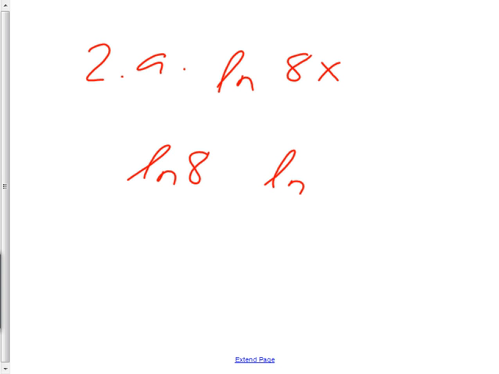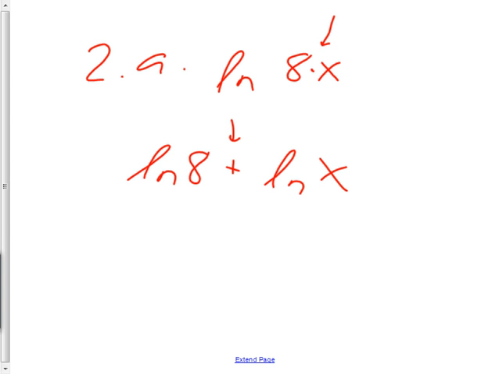ln of 8 and ln of what? X. And do I add them or do I subtract them? Do I multiply them? Do I divide them? Adding. So things that were multiplies get changed into adds. That is expanding. Remember that?